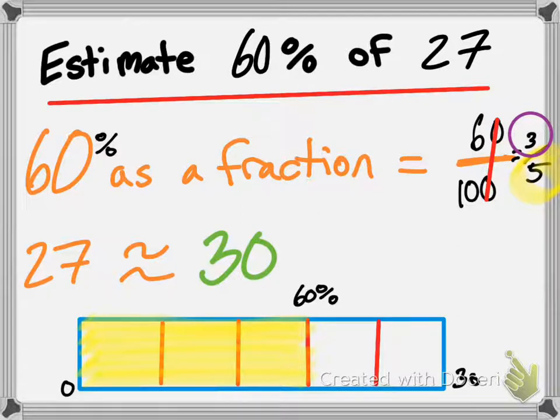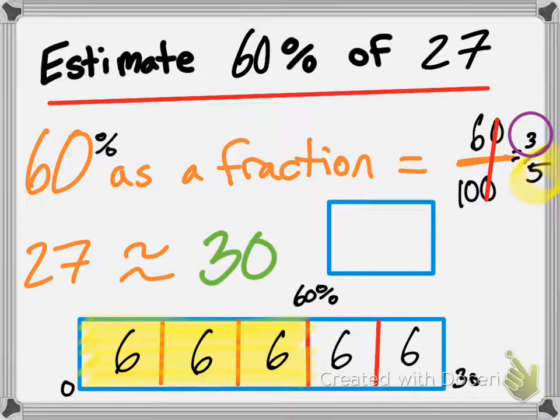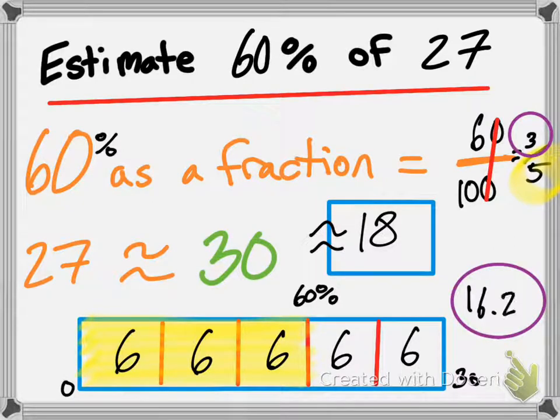What is 30 split into 5 parts equal to? Yes, it's 6. So in each of our boxes is worth 6. 6 plus 6 plus 6 plus 6 plus 6 is 30. So if I want 3 of those groups of 6, how many do I get in the end? Yes, I get 18. So our answer is approximately 18. If I were to get it exactly, the exact answer would have been 16.2. Hey, aren't those really close?